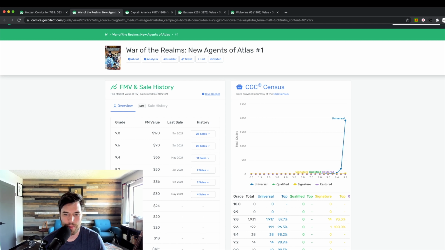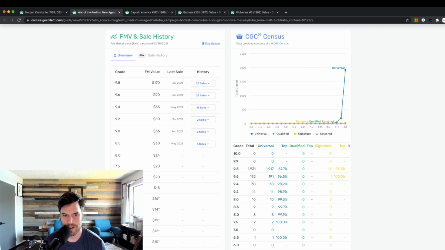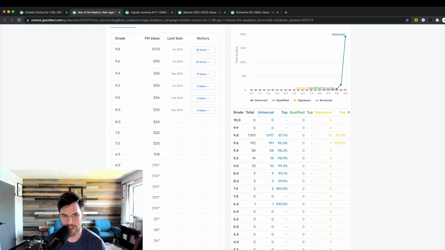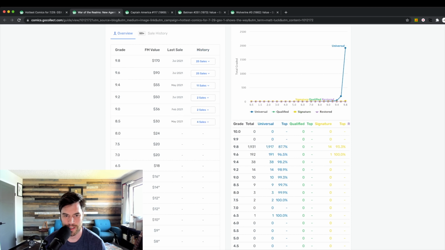So modern books are at a different level. You should think of them differently, because most of the time the sales are within four slots, maybe five or six. Compared to a Giant Size X-Men or Silver Age or Bronze Age, where you're going to have them all the way down, 4.0, 5.0, 6.0, stuff like that.